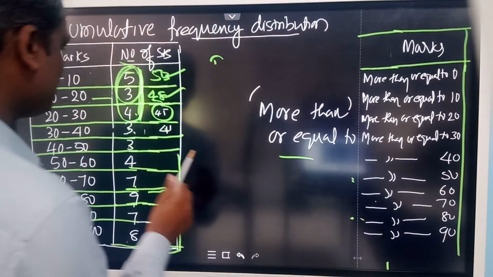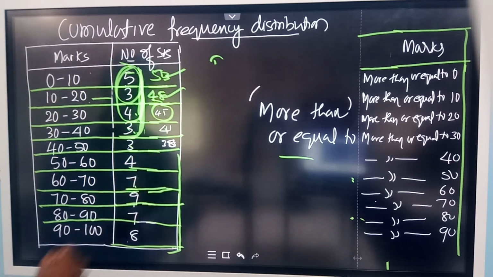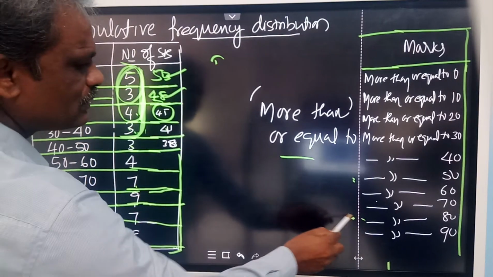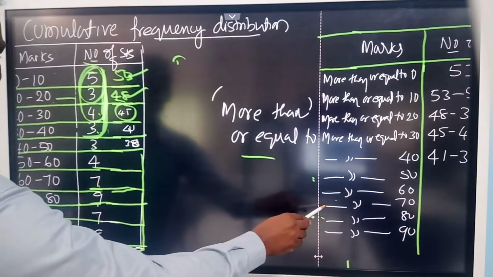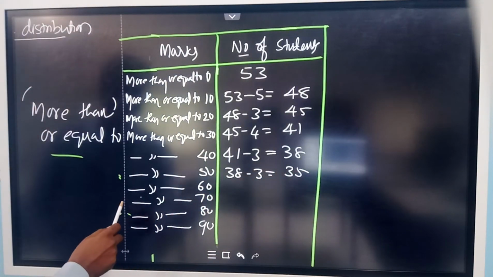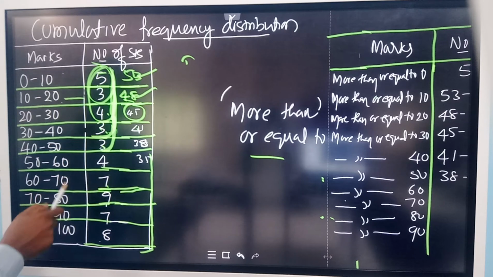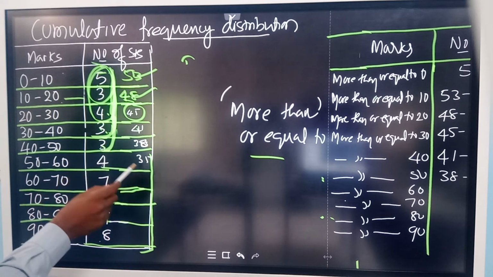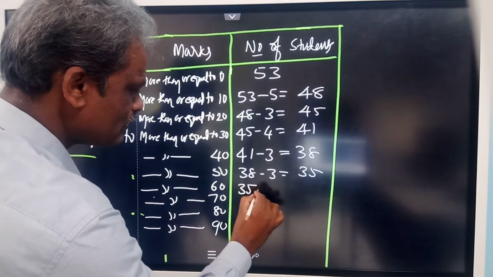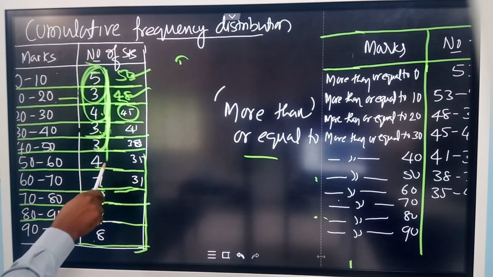Similarly, for more than 50, 38 you got by subtracting these numbers up to here. So now you want the next cumulative frequency, from 38 you subtract 3. Subtract 3 again because the same number is repeating. 38 minus 3, it is 35. So it is more than or equal to 50. So 35 is obtained by subtracting up to the numbers here. Okay, to get the next cumulative frequency, from 35 you subtract 4. So that is 35 minus 4. So it is 31. So you got this 31 by subtracting frequencies up to 4.